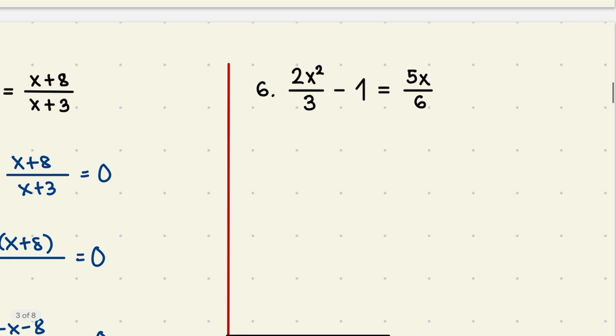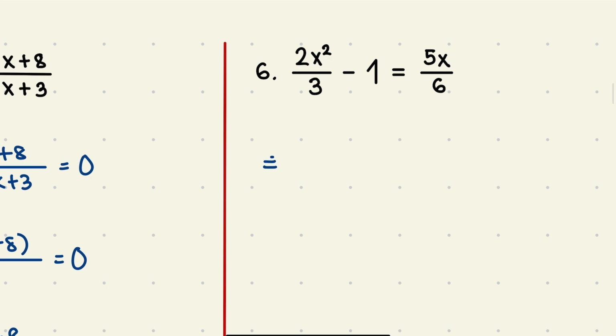So let's move on to the last one. So we have here 2x squared over 3 minus 1 equals 5x over 6. Pretty standard, same procedure, but the beauty about this is that we have constant denominators. You'll see in a while why this one is nice. So again, let's move this to the left side. So we'll have here 2x squared over 3 minus 1 minus 5x over 6 equal to 0.